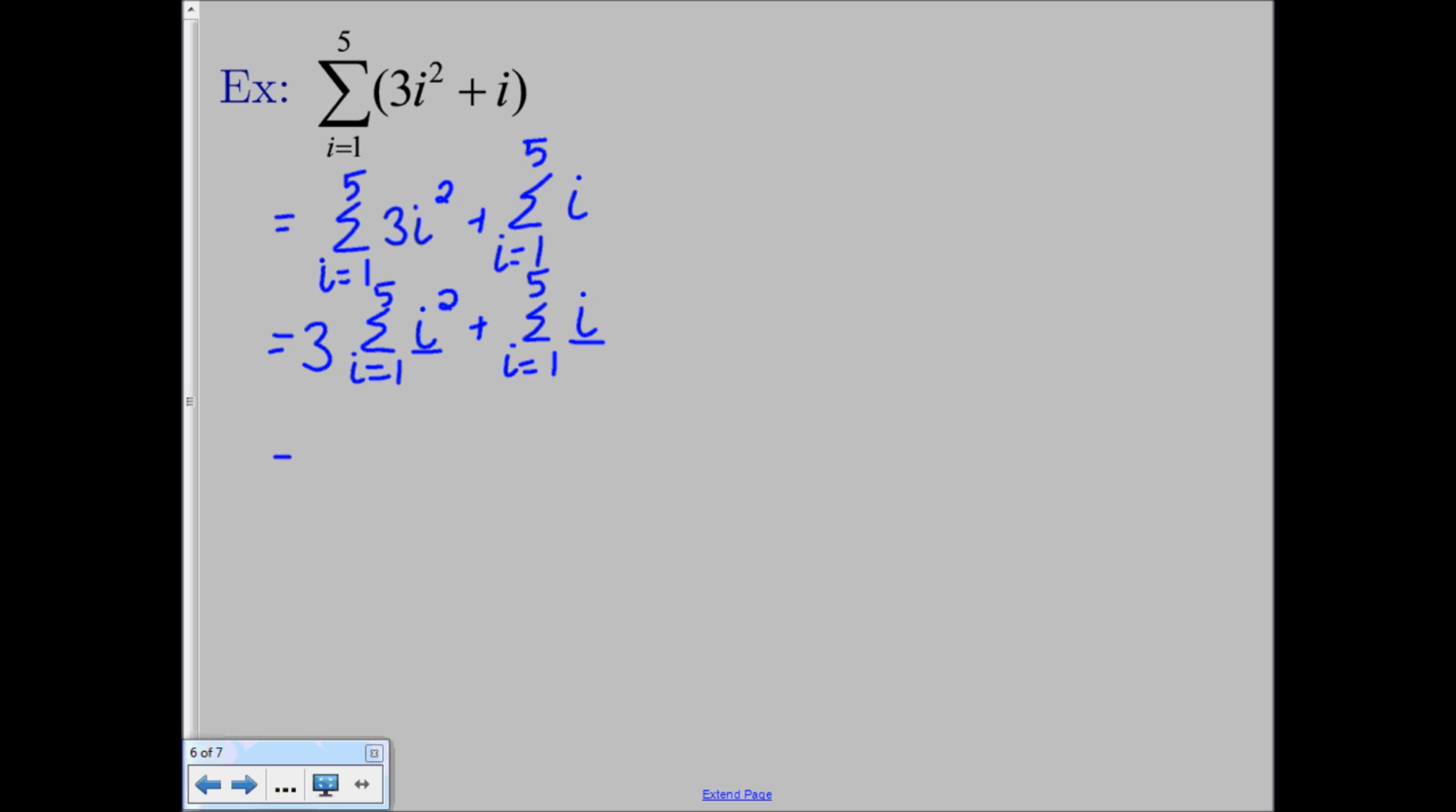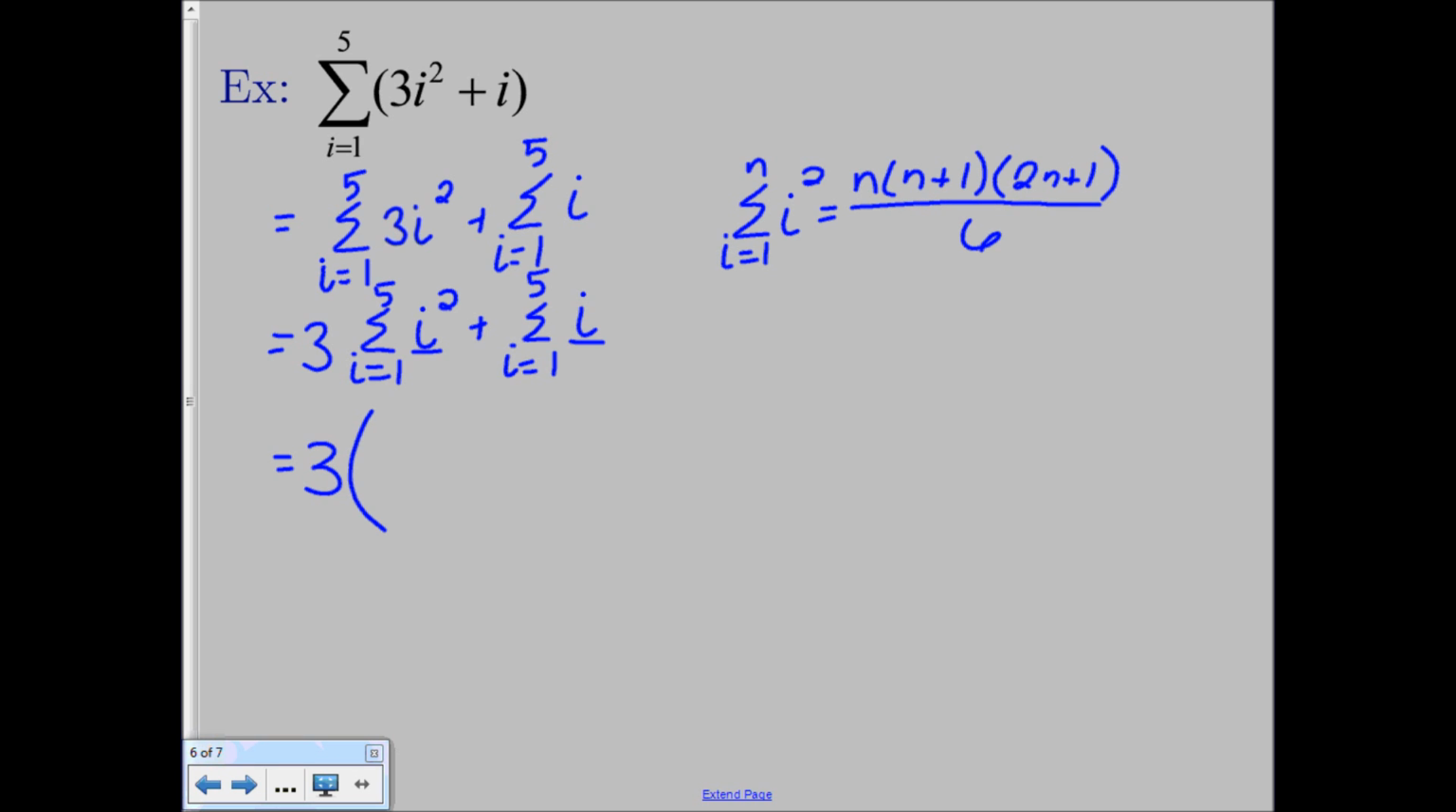Now we're just going to plug in for our formulas. I'm going to do 3 times, and now the formula for i squared, just to write them off to the side, is n times (n plus 1) times (2n plus 1) all over 6. And the sum for i was just n times (n plus 1) all over 2.